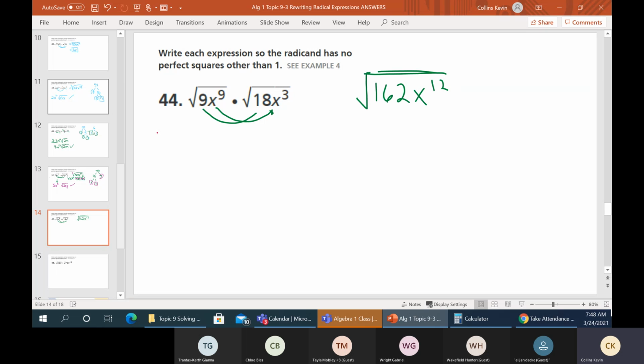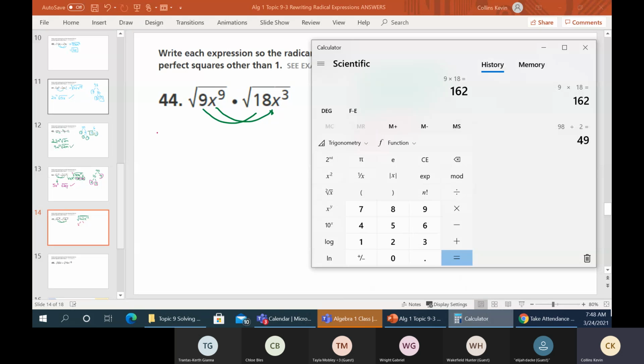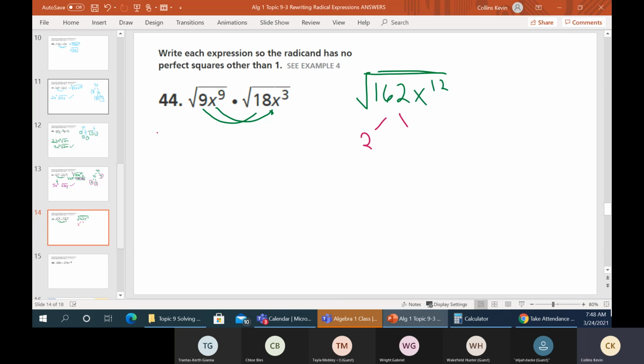All right, so probably need our calculator for this. So we can definitely divide by 2, correct? So if we do that, our calculator up here, 162 divided by 2 is 81. Oh, that's cool. Because 81 is a perfect square, isn't it? It's 9 times 9. Well, that worked out.